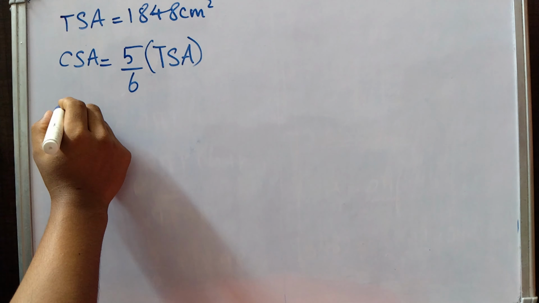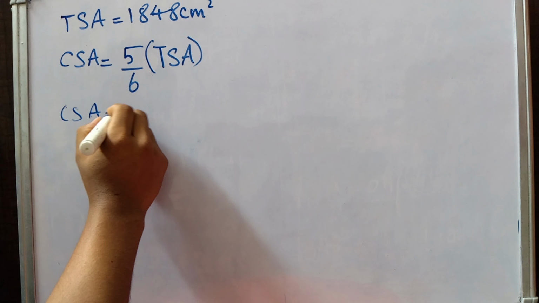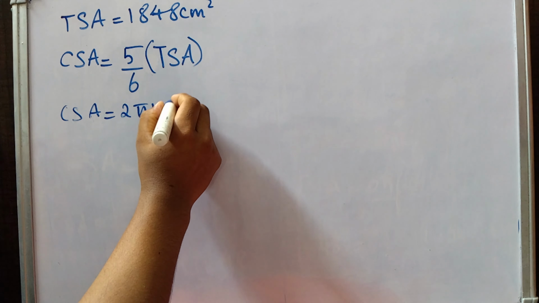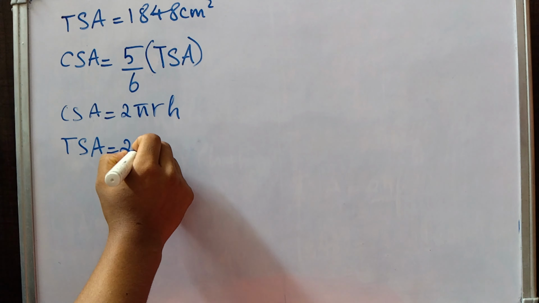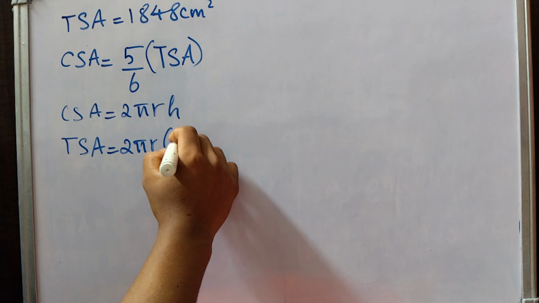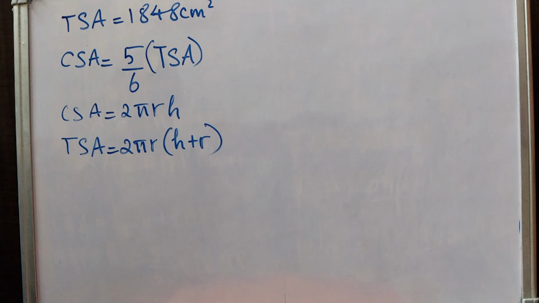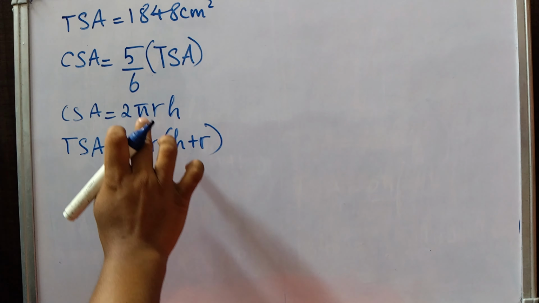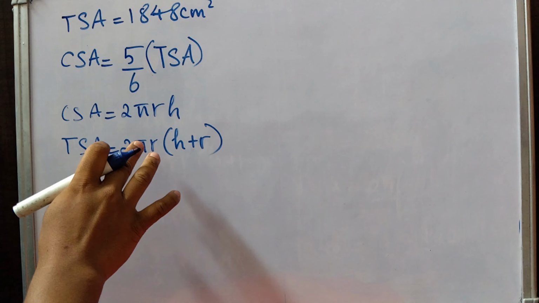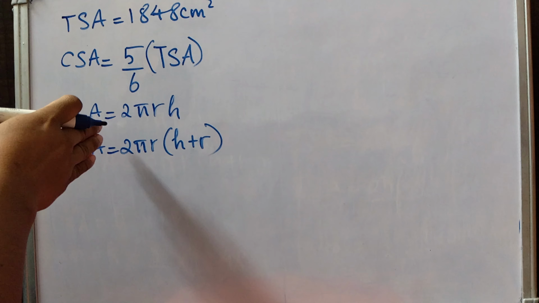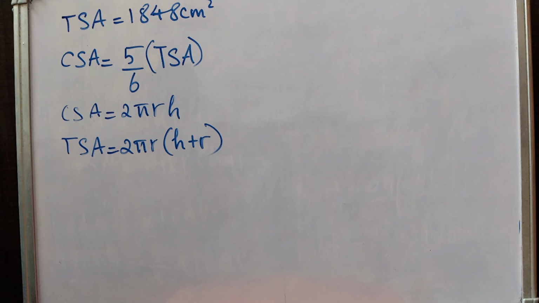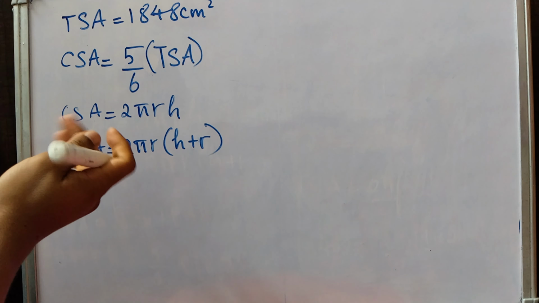We know that the formula for CSA is 2 pi RH. For TSA it is 2 pi R into (H plus R). So our first step is to find the relationship between R and H using one given condition, substitute that relationship into the other condition given in the question, and then find the radius and the height.